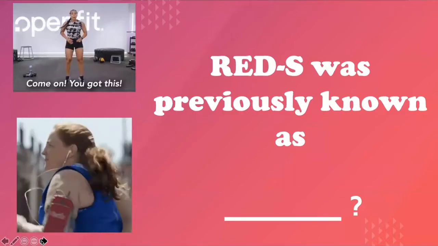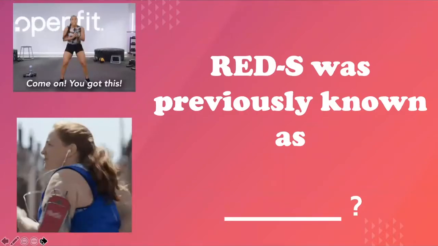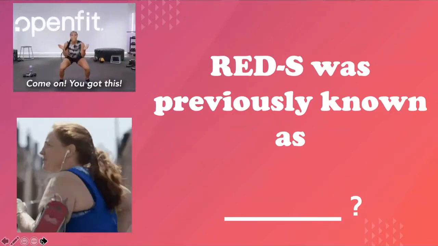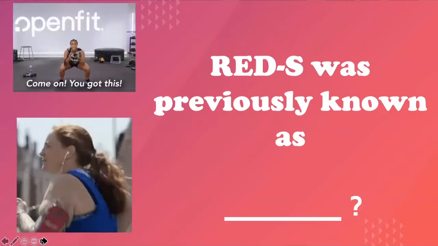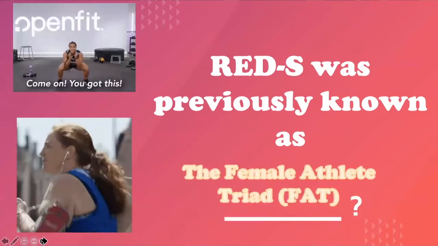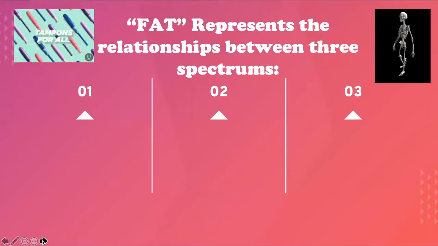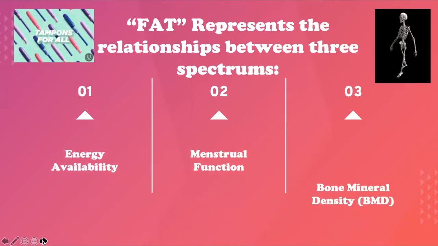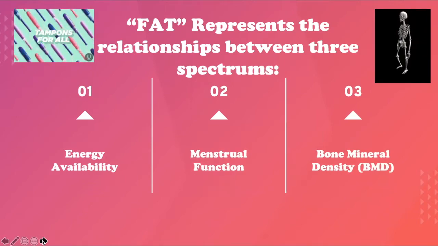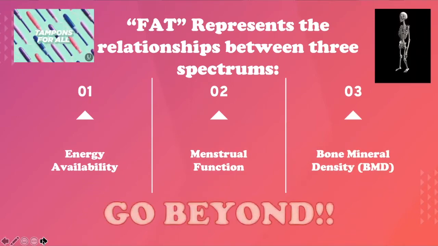So I want to ask you guys, does anyone know what REDS was previously known as? Nope? Okay. So it was previously known as the female athlete triad, FAT for short. So FAT presented only three things: spectrum of energy availability, menstrual function, and bone mineral density, how thick and how healthy your bones are. But we all know that it only represented a specific population. So we wanted to go beyond that and have a more inclusive term.